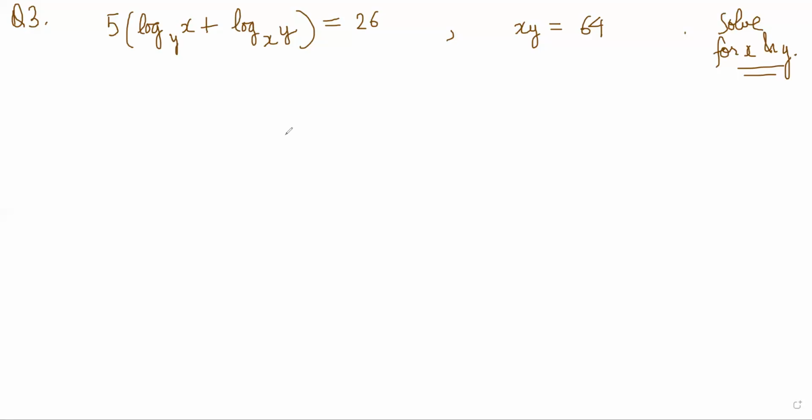Well, you can divide by 5 on both sides, I guess. Just to start off. Divide by 5, because 5 times log yx plus log xy is equal to 26, right? Okay, that is not necessary. You can do it, but that is not very useful. It doesn't help us too much, right? Yeah, sorry. So that is obvious. What else can you do?